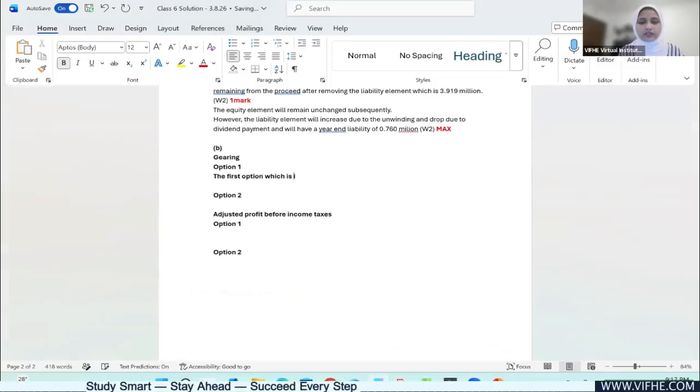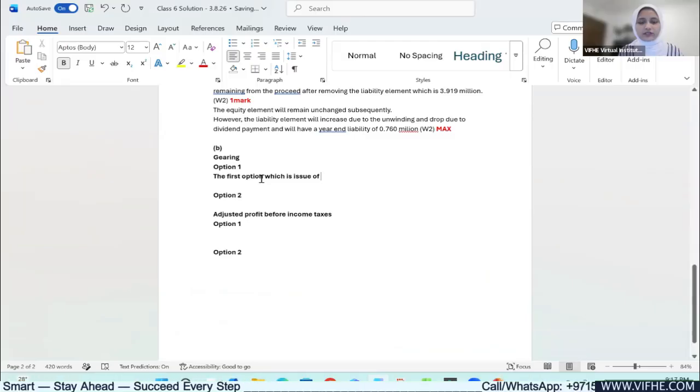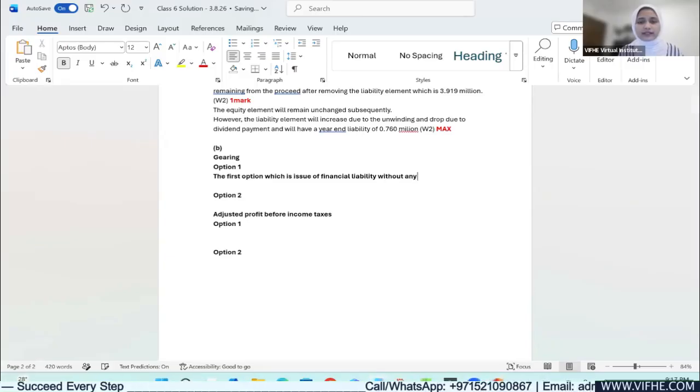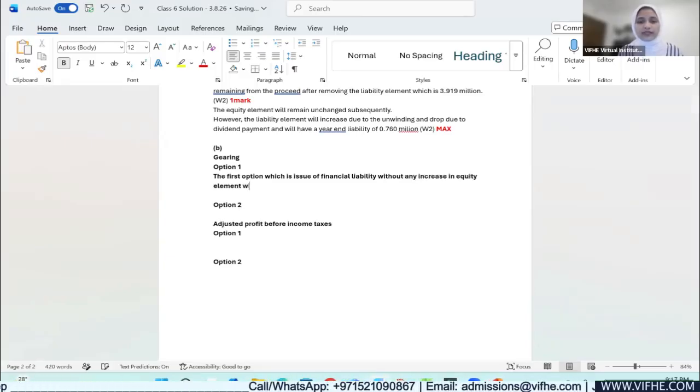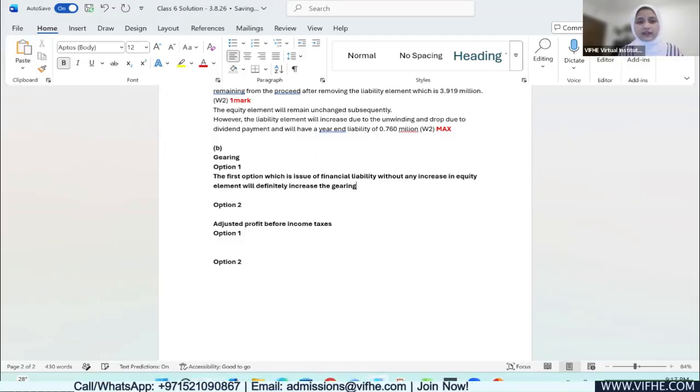The first option, which is issue of financial liability, without any increase in equity element, will definitely increase the gearing. Okay, simple.